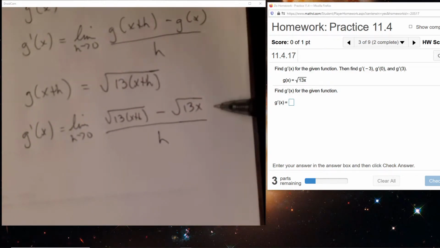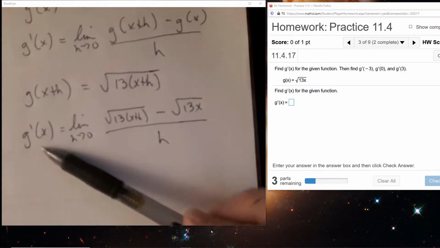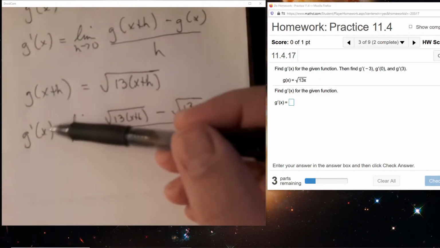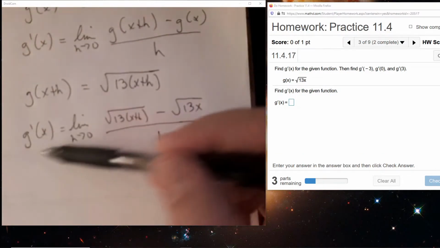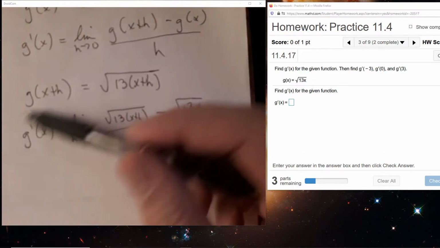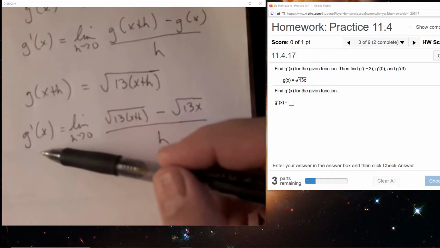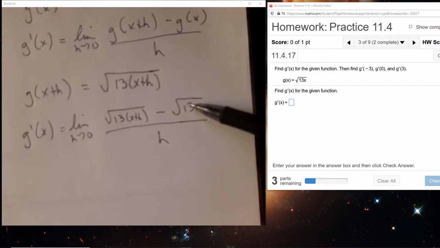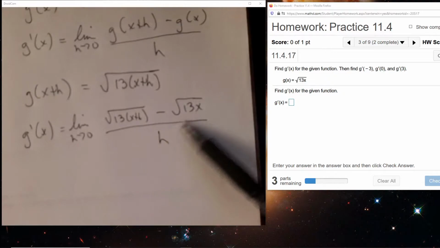So to deal with these square roots, normally when you have square roots, you square both sides. That's how you get rid of a square root, by squaring both sides. But we can't do that in this case because we don't want to square this notation here. We don't want to square that because that's the derivative notation. So to handle this, we use the conjugate.